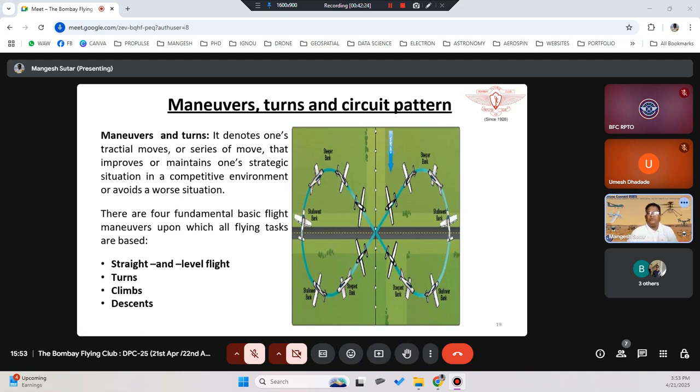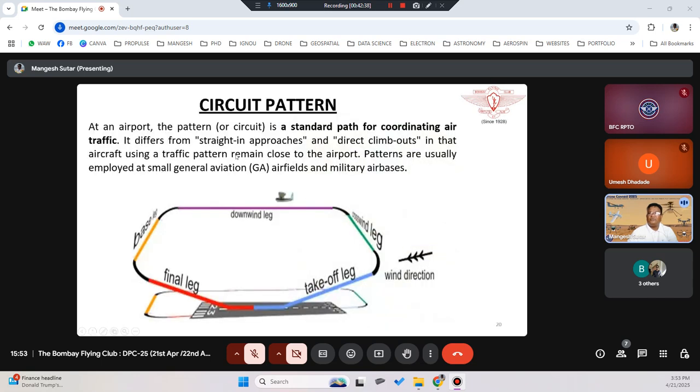Okay, so clear on the maneuvers, turns and circuit patterns. Normally you will fly from the runway, and then you will circle the runway. So this is how the circuit pattern will look. You will take off from runway 23, take a circle, and go back. This type of flight is not generally used. These are used only for training and for military purposes, where you are actually training yourself.